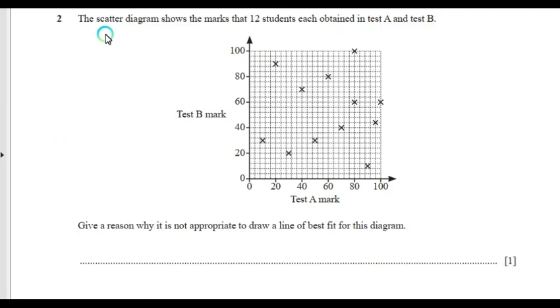The next question, question number 2, the scatter diagram shows the marks that 12 students each obtained in test A and test B. And we cannot see any kind of pattern, so there is no correlation. Got it? In this scatter diagram. So giving reason why it is not appropriate to draw a line of best fit in this diagram, because there is no correlation.